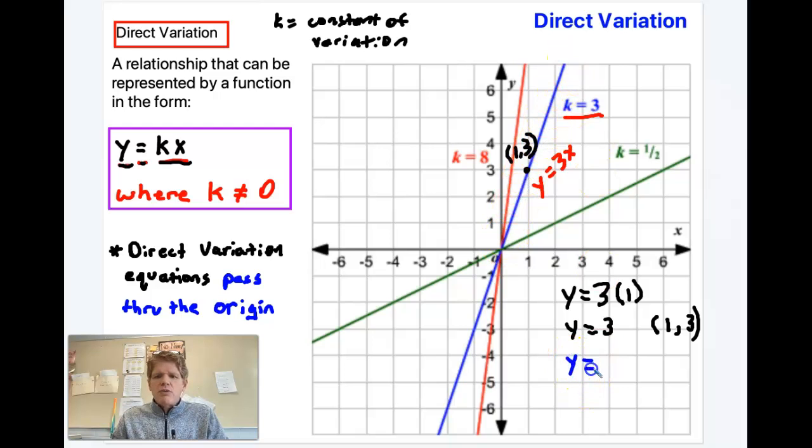So y is equal to 3 times, we'll use 2. We'll go to 2 on the x-axis and see what it gives us. Well, y then is equal to 6. 2 up to 6, and there indeed it is on that point. That point is on that line, and my x and y values are 2 for my x value and 6 for my y value. That is a direct variation.